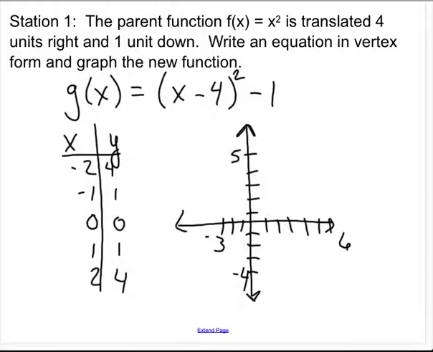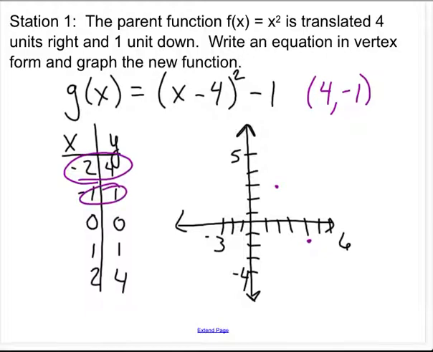Okay, so our first ordered pair is the vertex. And as we said, we shifted 4 units right, 1 unit down. So we plot the ordered pair 4, -1. And then again, going back to the parent function, this means from the vertex left 2, up 4. So that lands us here.